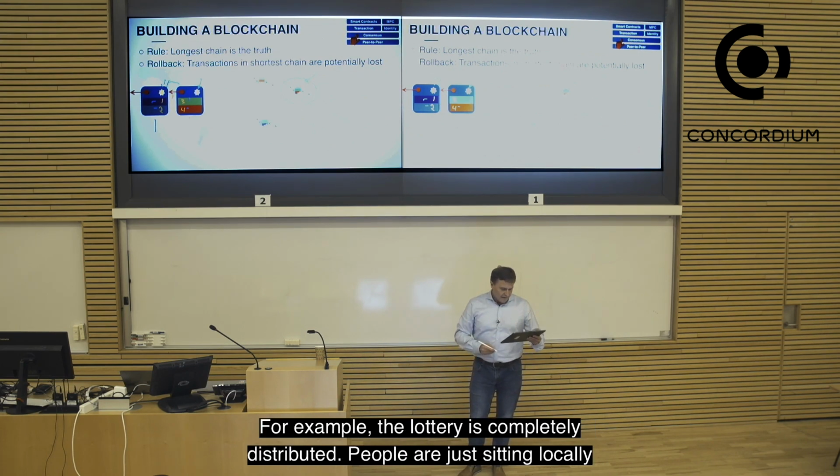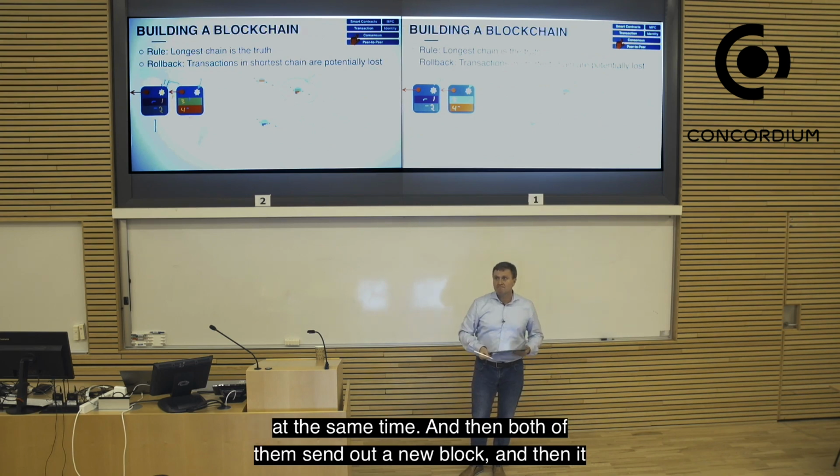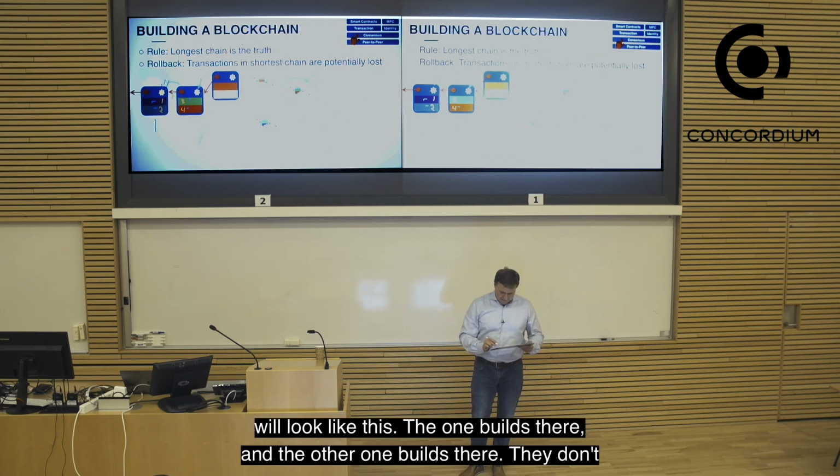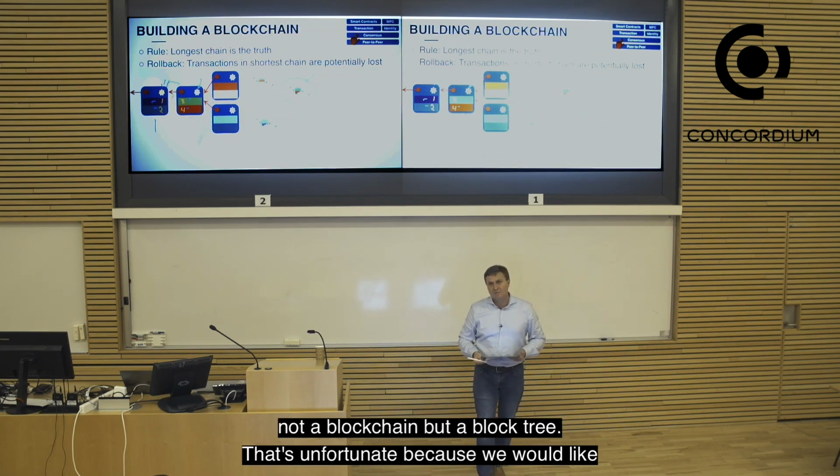For example, the lottery is completely distributed. People are just sitting locally and seeing if they won. So sometimes it happens that two nodes win the lottery at the same time. Okay? And then both of them send out a new block, and then it will look like this. The one builds there and the other one builds there. They don't have time to see each other's block before they extend the chain. So now it's not a blockchain, but a block tree.